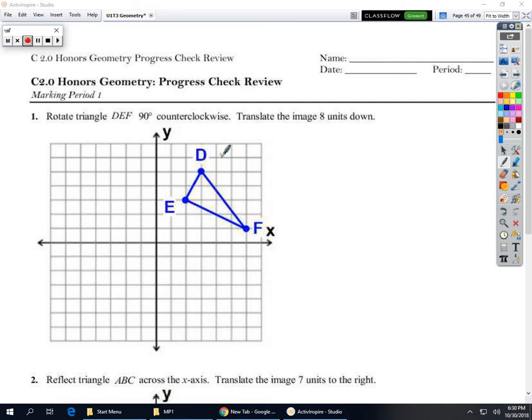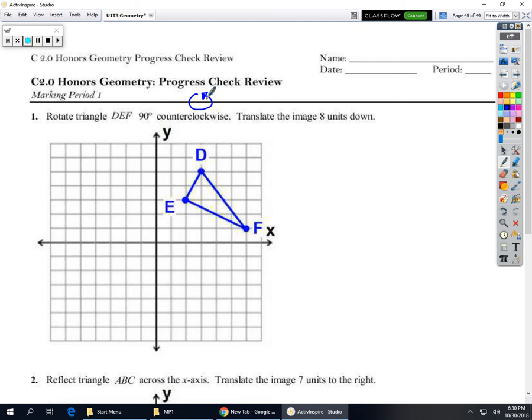All right, reviewing for the progress check. First thing I need to do is rotate this triangle 90 degrees counterclockwise and then translate the image 9 units down. So first, remember what counterclockwise is. That way, against the clock.